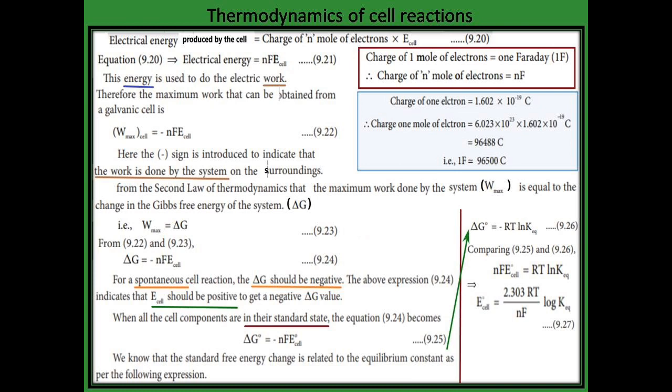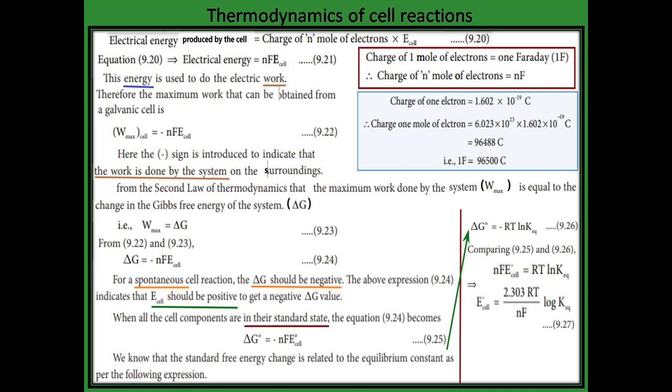In that case, delta G becomes delta G naught, which is equal to minus nF E cell, where E cell becomes E naught cell. That is equation 9.25. Then, in 11th standard itself, we studied the standard Gibbs free energy change, that is delta G naught is equal to minus RT natural log K equilibrium. K equilibrium means the equilibrium constant value. It is given in 9.26.